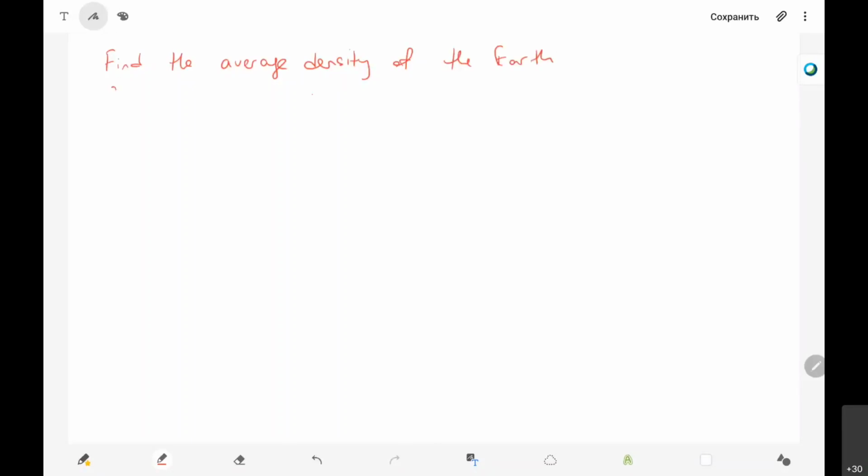So what we know: small g, 9.8, and we know the radius of the Earth, 6400 kilometers, yes? Centimeter per second squared. By using this information, we should find the density of the Earth, average, of course. So first of all, let me explain about this small gravity that we use in daily life. Before solving this example, let me explain what 9.8 is.